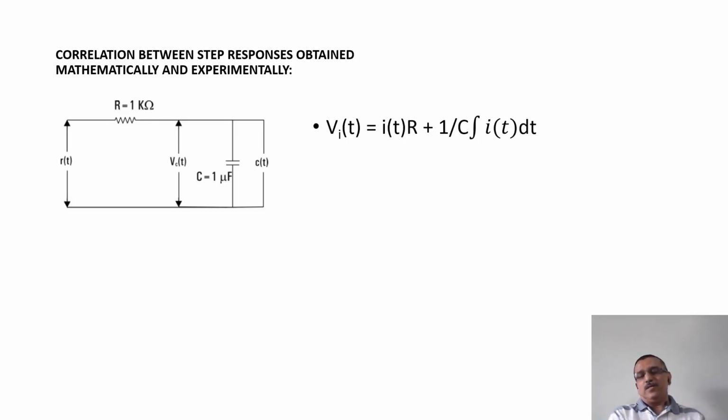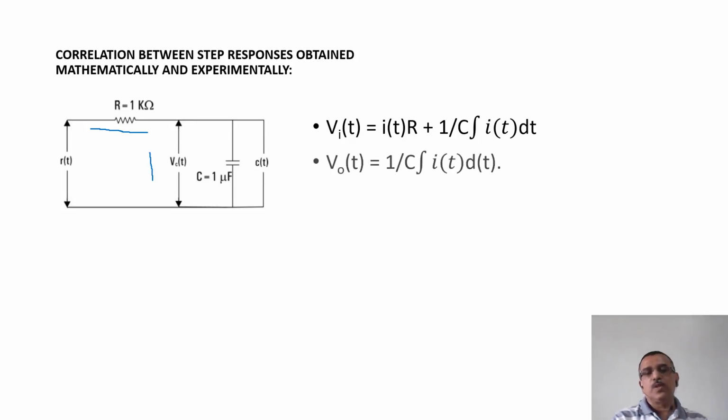You should write the equations for the system. So here the input voltage is, how much is the input voltage? R into i(t) plus 1 by C integral i(t) dt. So that is the input voltage. What is the output voltage? Output voltage is the voltage across this. The voltage across this is how much? It is 1 by C integral i(t) dt. This I am sure that all of you know.